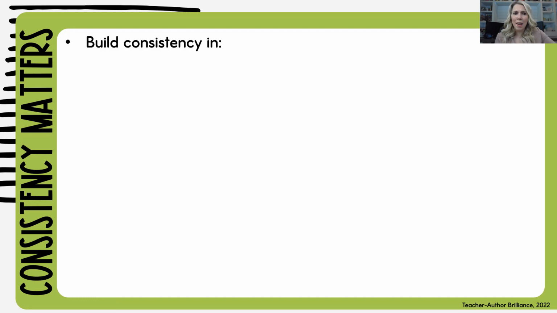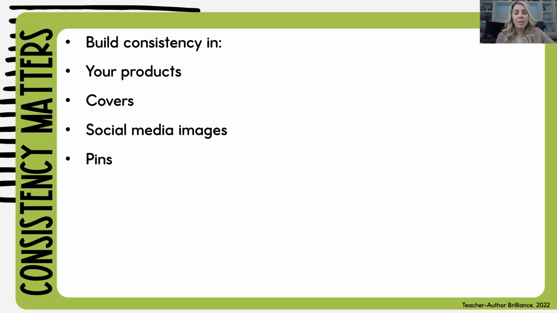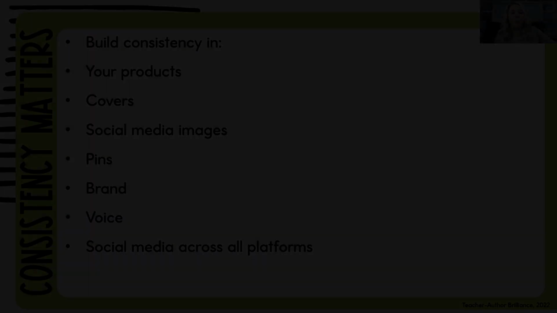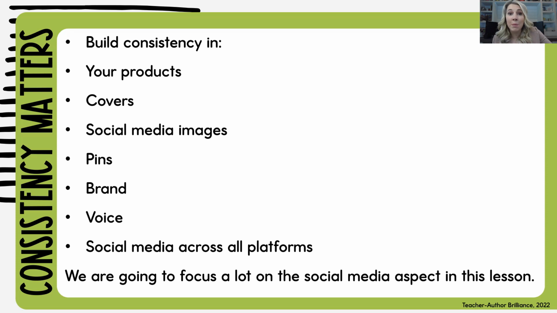Now, why does consistency matter? You need to make sure you're building consistency in your products, your covers, social media images, pins, brand voice, and social media across all platforms. Now, we've already talked about how you're going to use your brand colors and your brand fonts for your covers and for your products and things like that. But you also have to make sure that you're using those brand colors and fonts in your social media images and in your posts. You need to make sure your voice is staying consistent. We're going to focus on the social media aspect right now on how to stay consistent. But remember all those things we talked about in our brand standards and how you want to keep your fonts and your voice and your colors consistent throughout your brand as well.